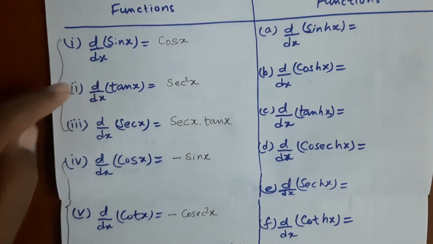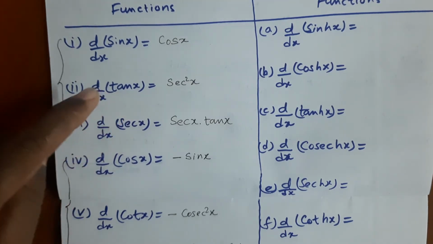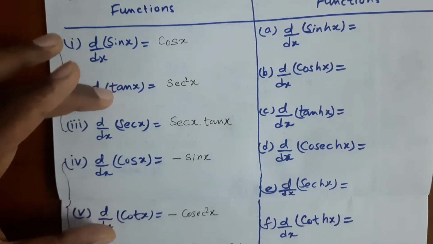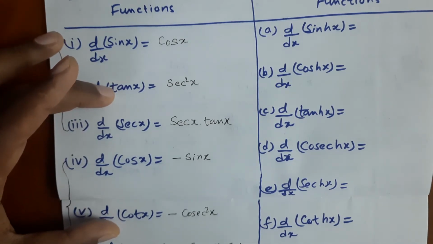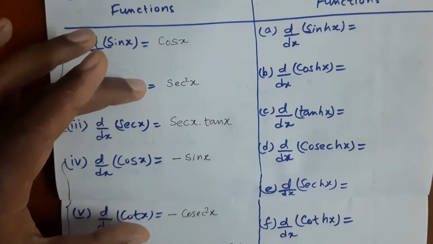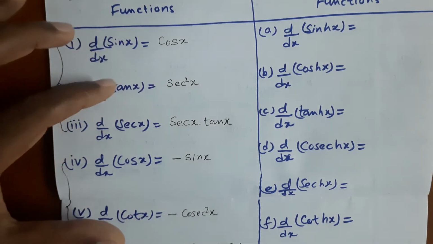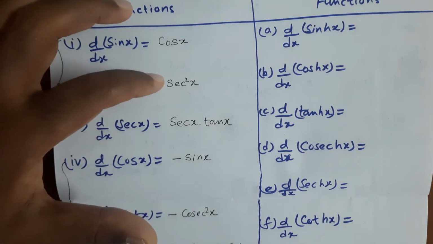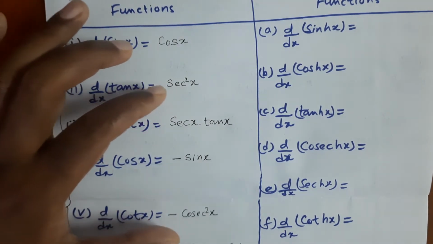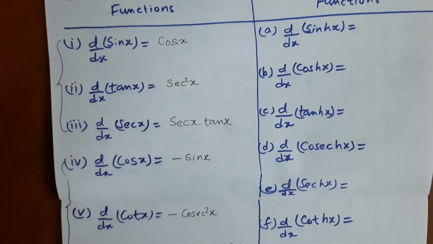Similarly, the full form of tan is tangent, and the full form of cot is cotangent. Tangent and cotangent are also friends, and to be friends they should attract each other. One has a positive sign, the other a negative sign, then only will they attract each other. So the tan derivative has a positive sign and the cotangent derivative has a negative sign, so their derivatives have opposite signs.